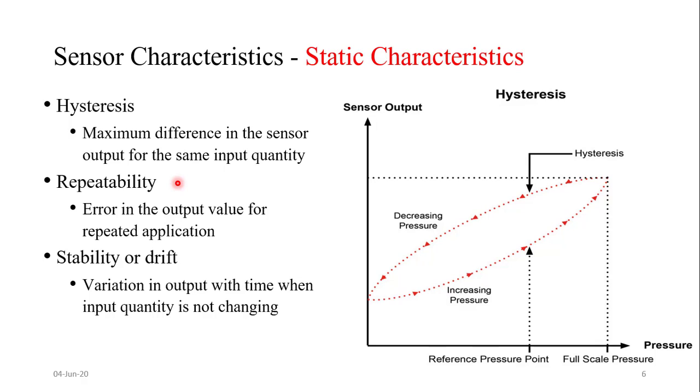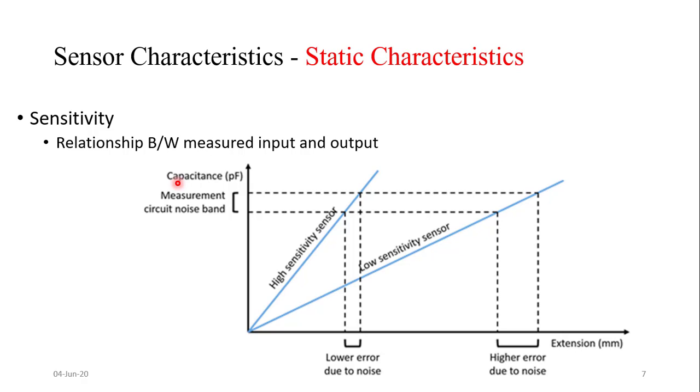So we want that it should be stable and not have any kind of drift from the actual value. Correct? So this is the sensitivity now: the relationship between measured input and output. You can see this graph. This can be easily understood. This is your extension, this is your capacitor and the noise change. See, the highly sensitive sensor is this, because the error coming out is very less.